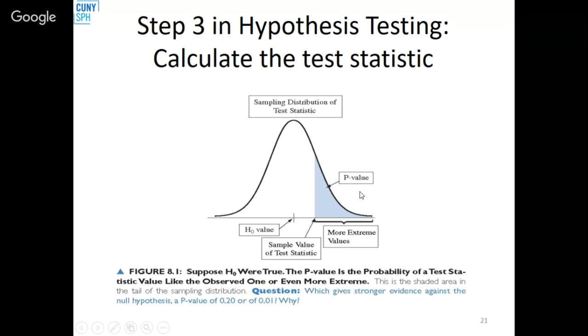So this test statistic, you're then going to place onto a sampling distribution of that test statistic. And knowledge of that sampling distribution is going to allow you to calculate the probability of observing the test statistic that you observed, or something even more extreme.